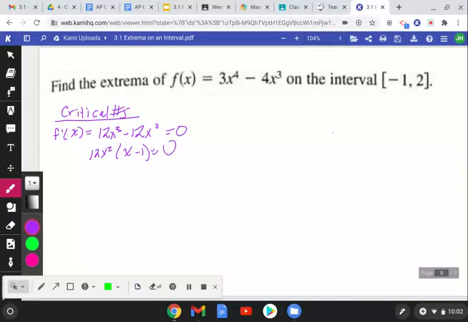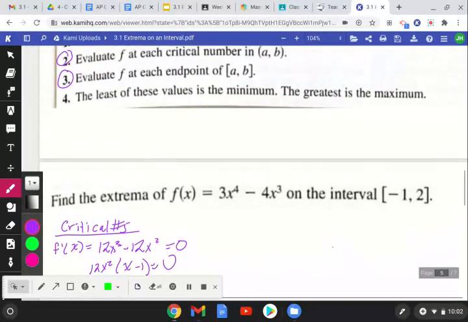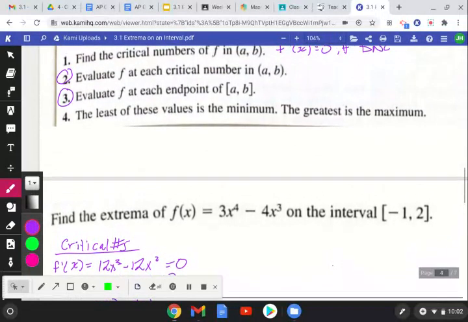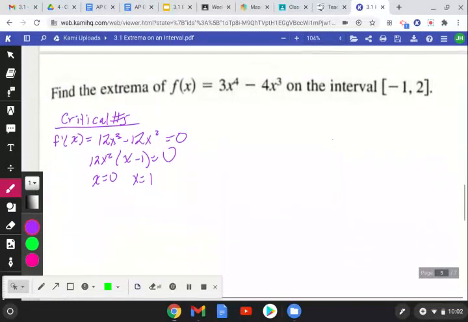And so when I solve that, I will get x equals 0 from the 12x squared equals 0, and x equals 1 from the x minus 1 equals 0. But then I also have my endpoints. So now, if you look back at your instructions, it says to evaluate f at each endpoint and evaluate each critical number. So that means we're going to look at f of -1, f of 2. Those are my endpoints. We're also going to look at f of 0 and f of 1.